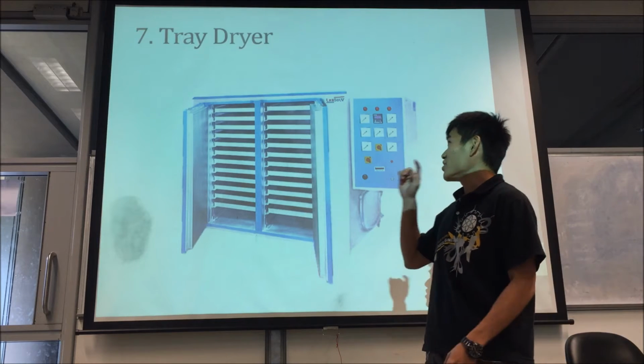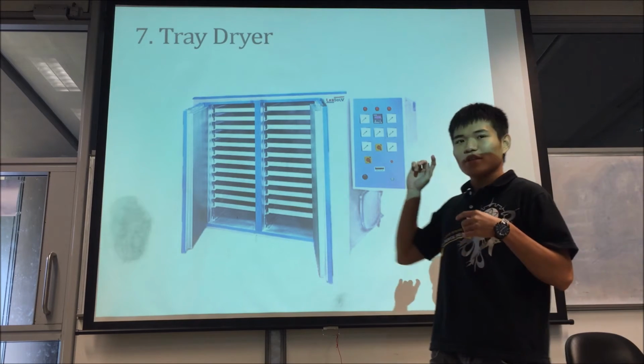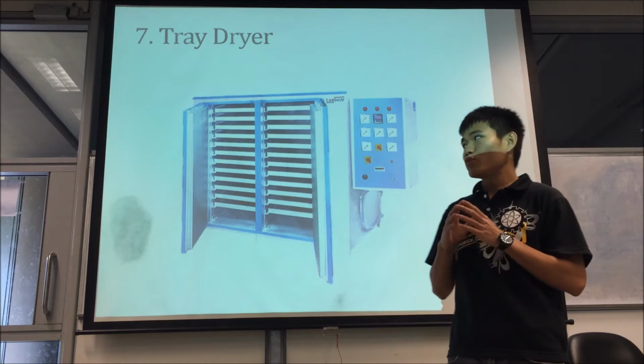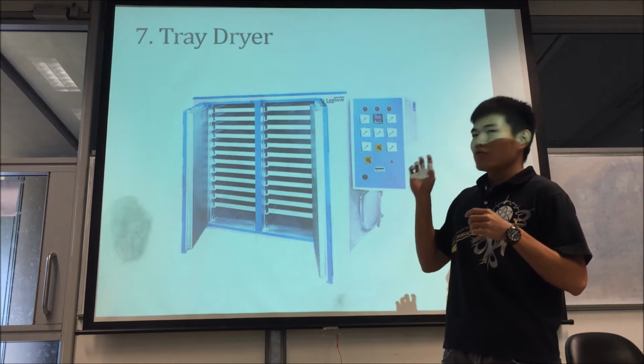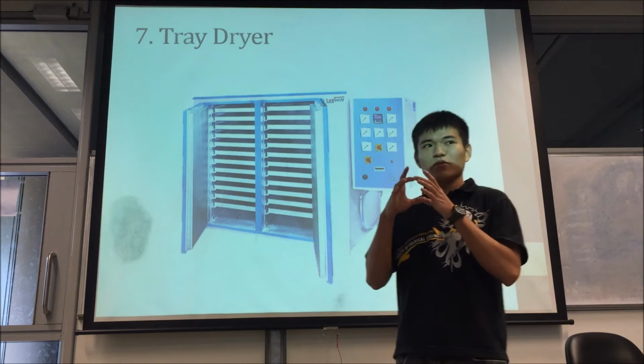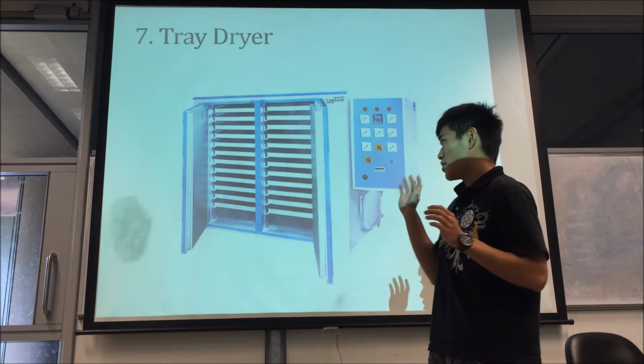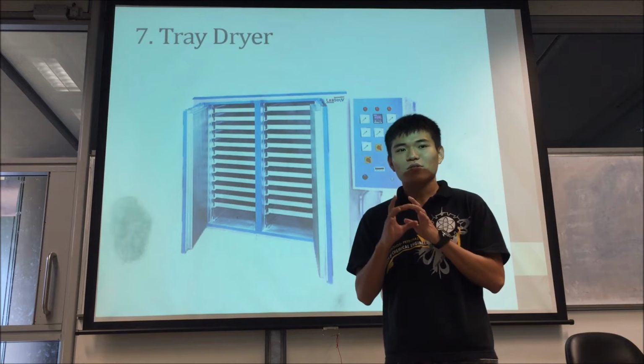Moving on is the tray dryer. The tray dryer is the most important part of this session. So why do we use a tray dryer instead of another dryer? Because to produce potato chips, we want the potato to keep its shape. A tray dryer will not destroy the shape of the potato chips.